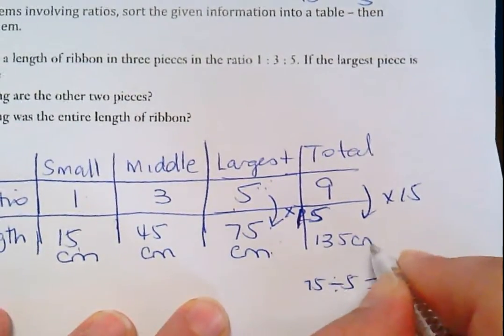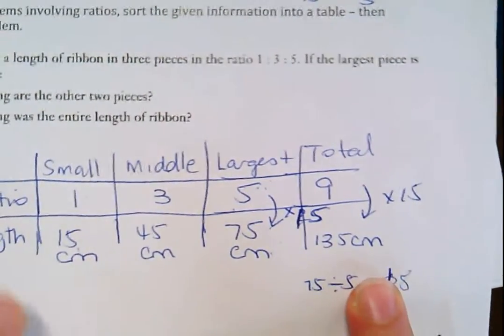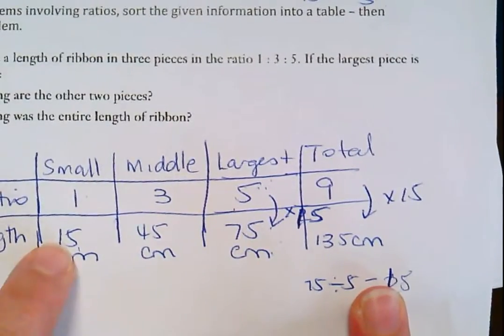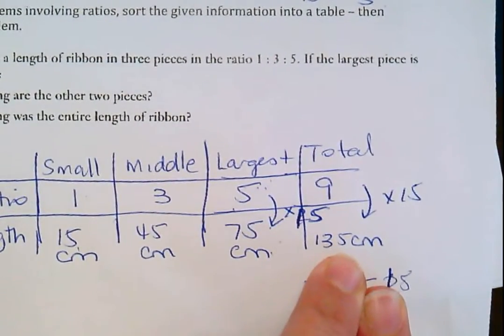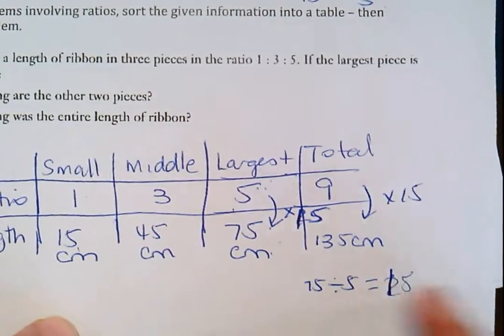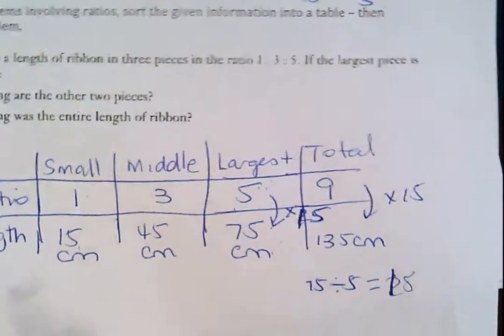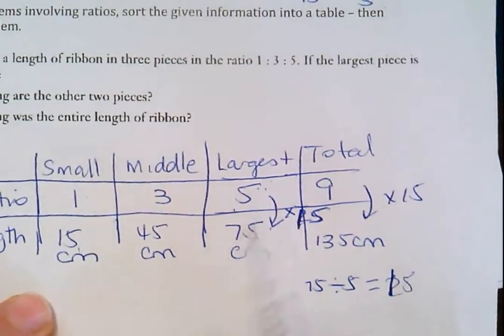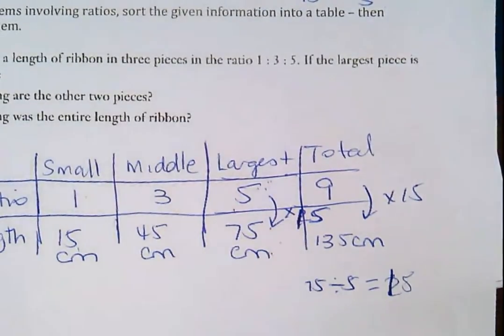135. And guess what? How else could you have got that quantity down there? Add these 3. You should get 135. Does that make sense, girls? All right, so you put all your information in a table, and then you just say, how do I get from the top row to the bottom row?